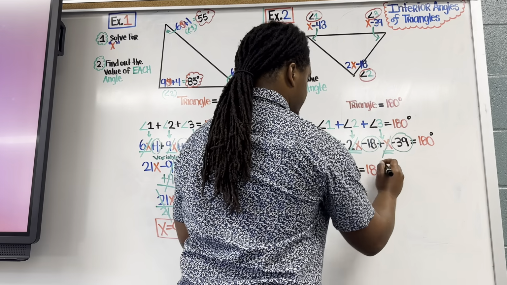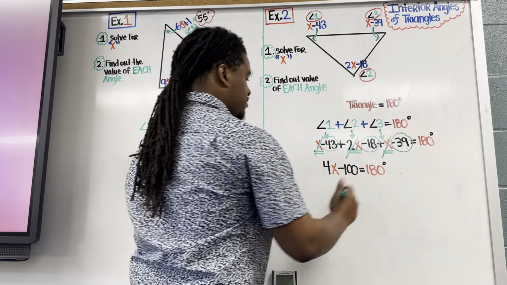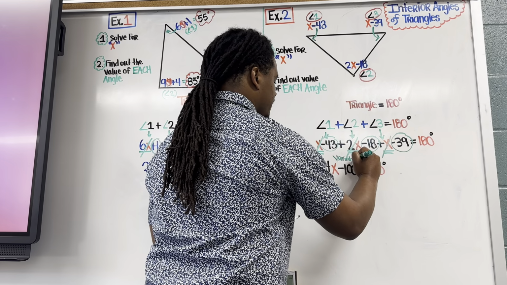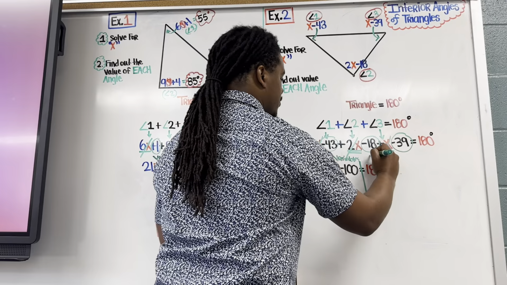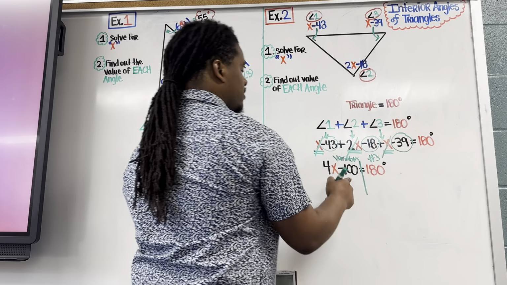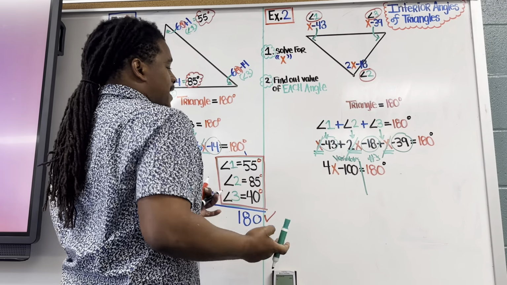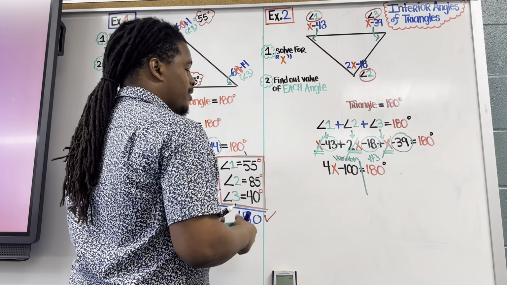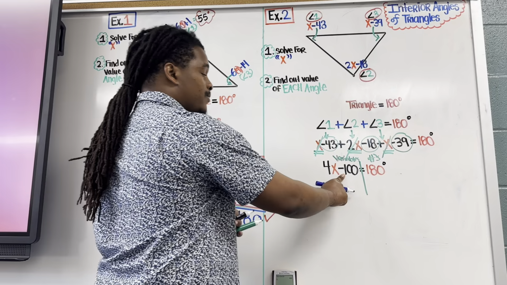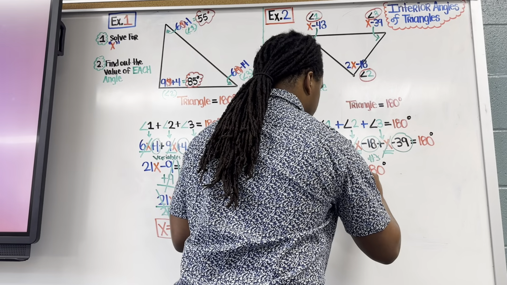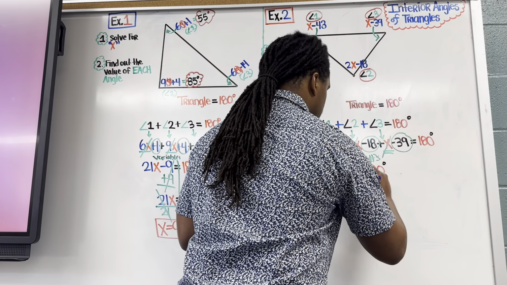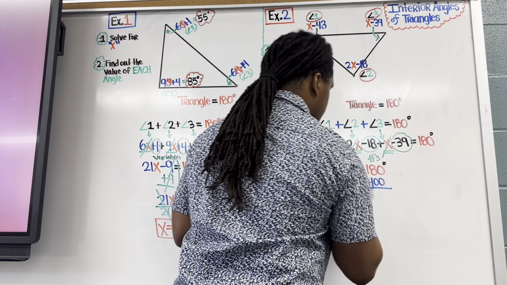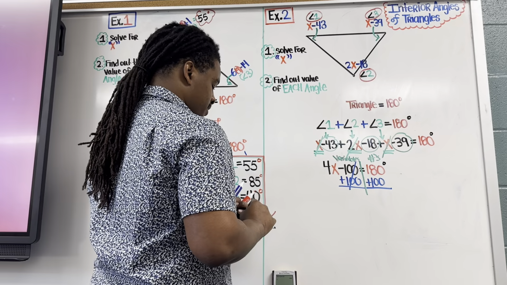180 degrees, right? Same thing, guys. Remember, I want my variables on this side, my x, and I want my numbers to be on this side. Negative 100 is not attached to a variable, it's just a number. So I need to move it to the opposite side. The opposite of negative 100 is positive 100. I'm gonna cross that out. I'm gonna add 100 to 180. 180 plus 100 is 280.